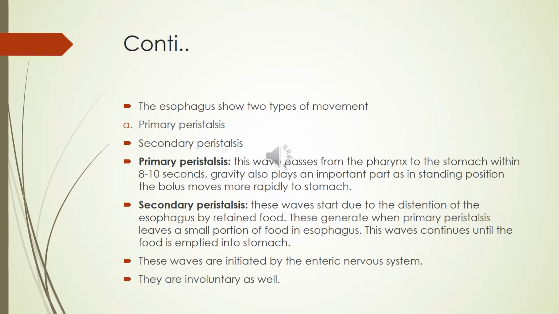Okay, so the esophagus shows two types of movement, the primary peristalsis and the secondary peristalsis. Now, what's the difference between primary and secondary peristalsis? The primary peristalsis is a wave which passes from the pharynx to the stomach within about 8 to 10 seconds, and gravity also plays an important part, as in a standing position the bolus is moved more rapidly to the stomach.